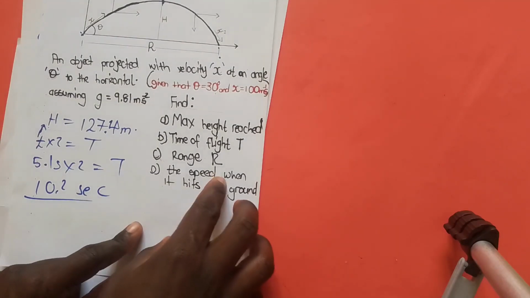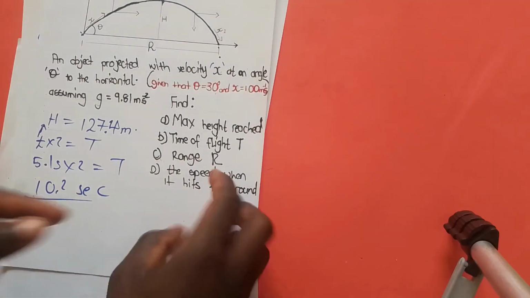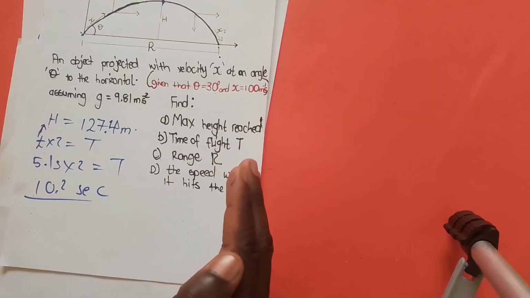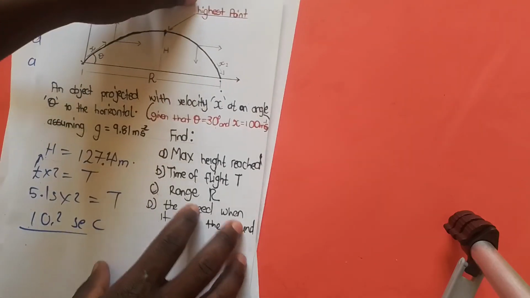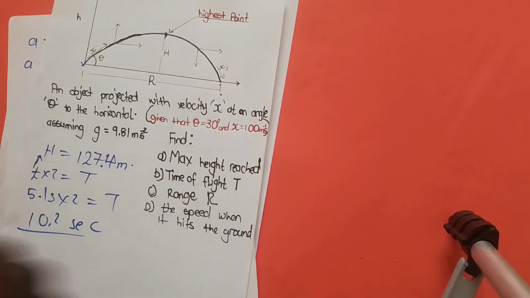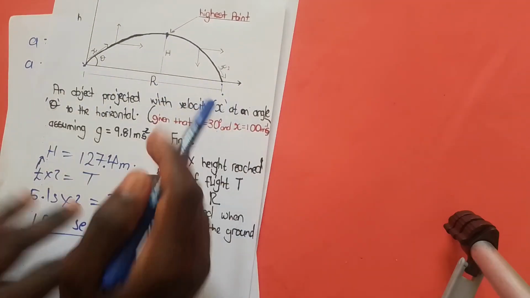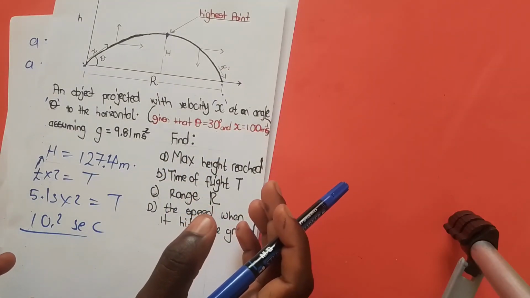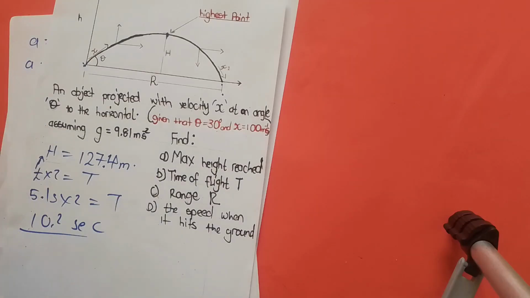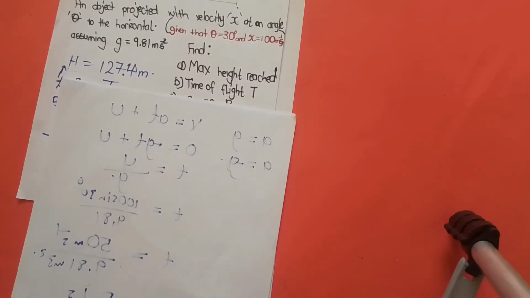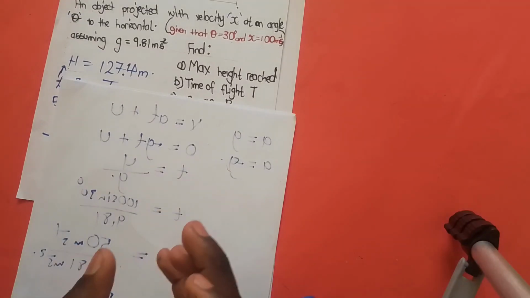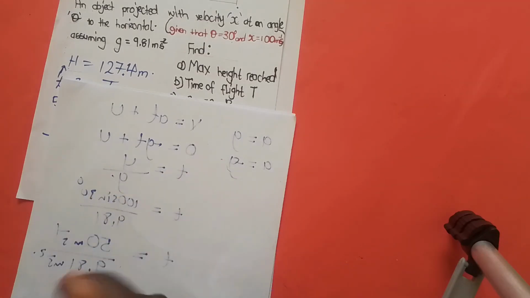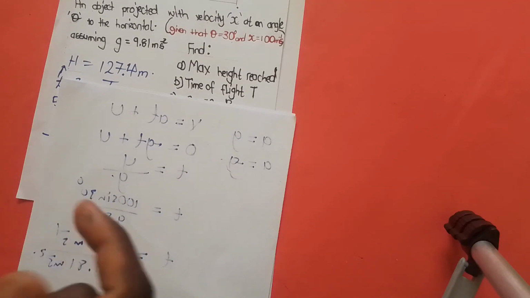So we're now moving on to find the range. We're now moving on to the horizontal component of the projectile. I've told you earlier that the range is the total horizontal distance traveled by the projectile, right? I want you to take note of something. What is the horizontal velocity, or the initial horizontal velocity?